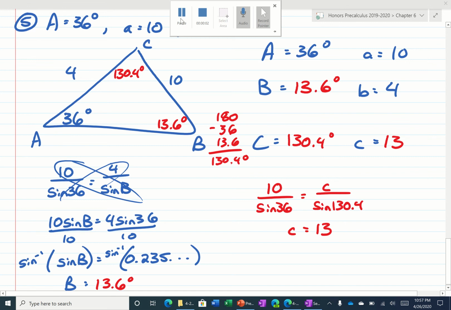Alright, so welcome back. Today we're going to be finishing up with the law of sines. Now, there's something unique about the law of sines. Let me show you what I'm talking about.